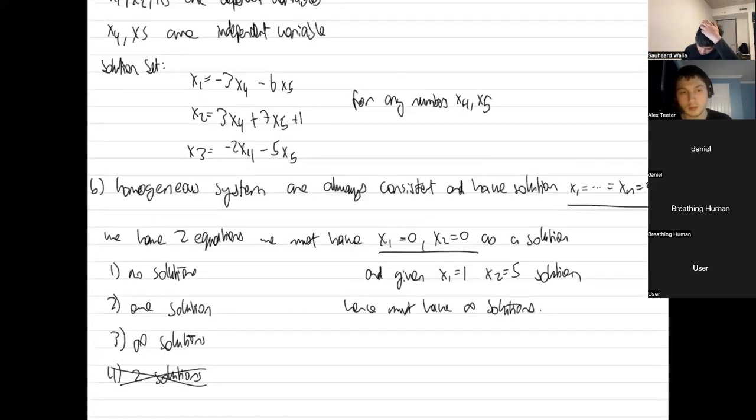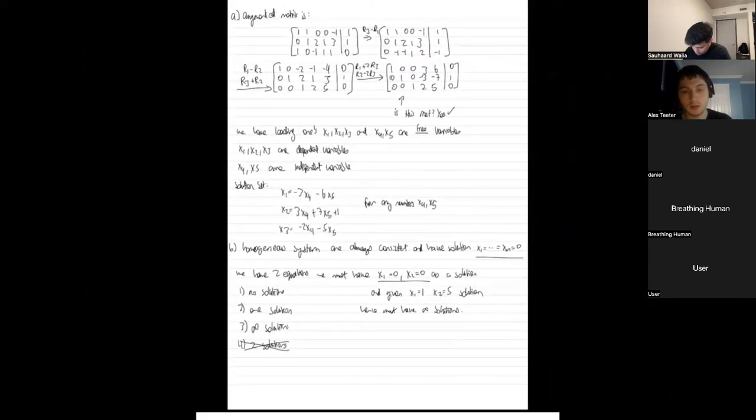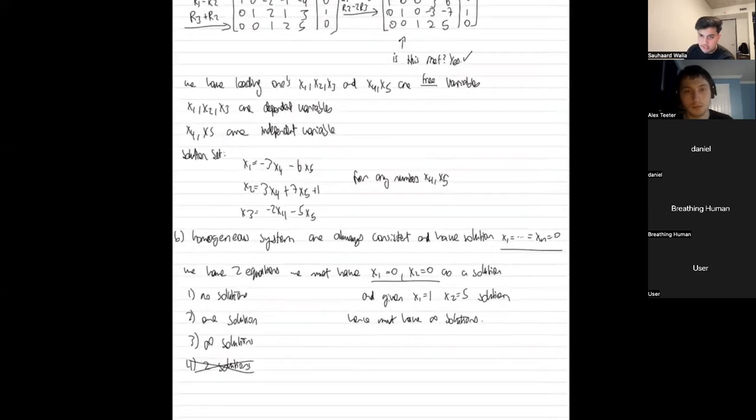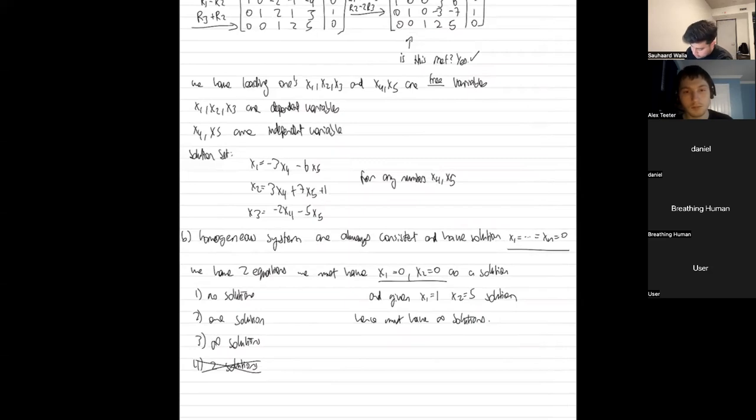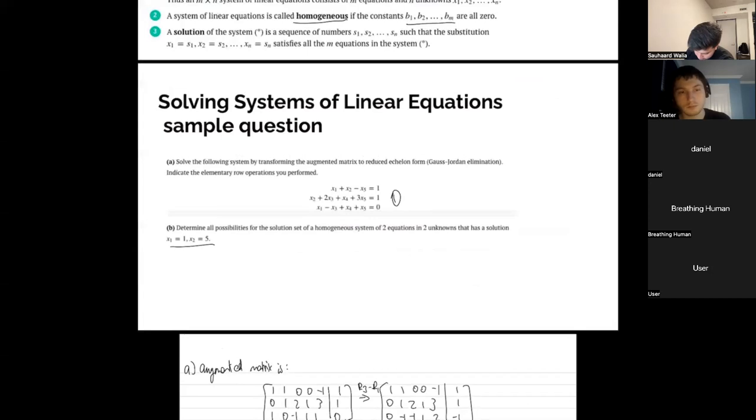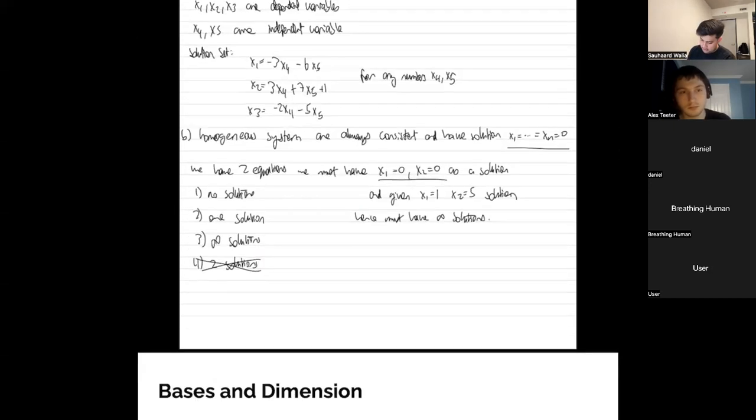One question about this: why is it infinite and not 1 again? Because we have a system of homogeneous equations. We know that a homogeneous system of equations must have 0, 0 as a solution. We're also given in the question that we have this 1, 5 solution. Oh, I see. Okay, thanks. No problem.